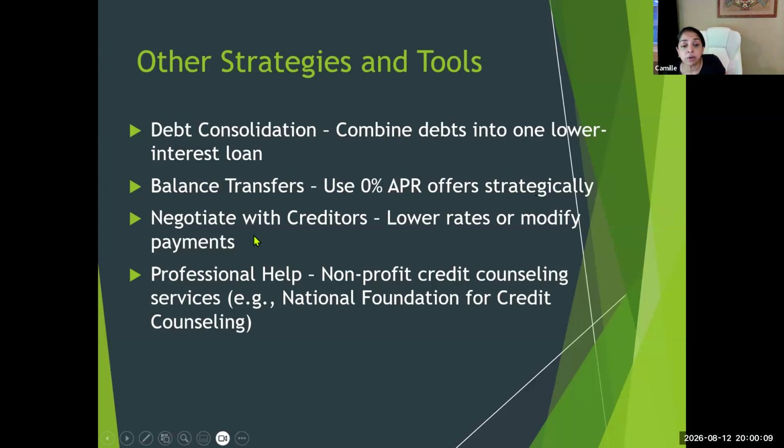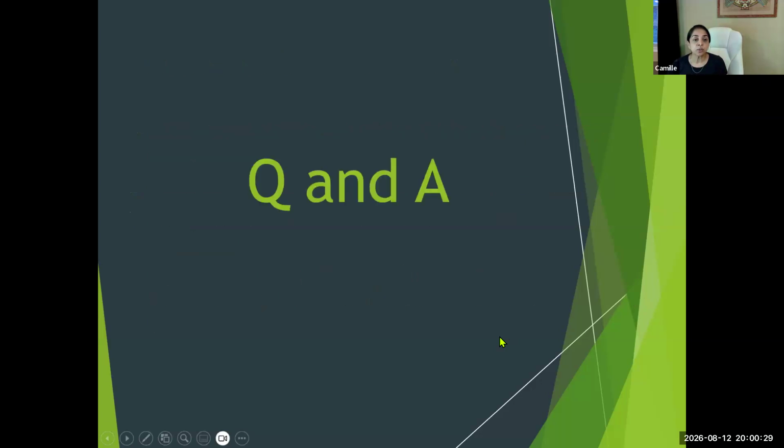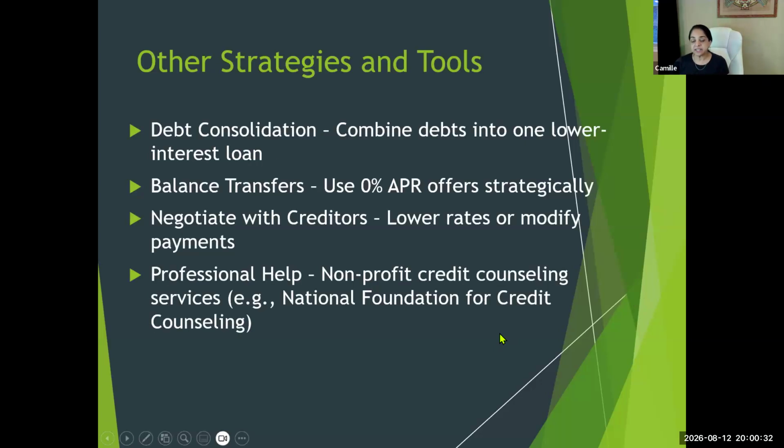And then you could always negotiate with the creditors to offer you a lower rate or modify the payments. And then there's also professional help, the National Foundation for Credit Counseling. They have a website. You could go there and get some tools to help reduce your debt. So these are strategies and tools. That's pretty much it. It's getting your budget together, figuring out how much you have to apply to these credit cards, figuring out which way, the snowball or the avalanche, and then start tackling these credit cards to get them down to 0.